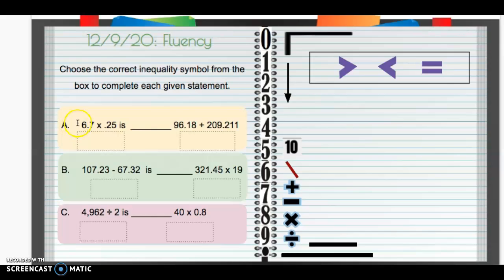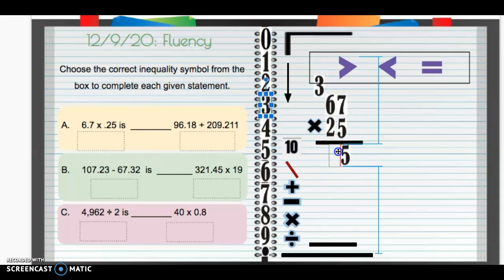So let's begin. 6.7 times 0.25. So it's multiplication, so we start off by writing the problem out without decimal points. Let's move it over a little bit. 5 times 7, 35. Bring up the 3. 5 times 6 is 30, plus 3 is 33. We're done with this 5.